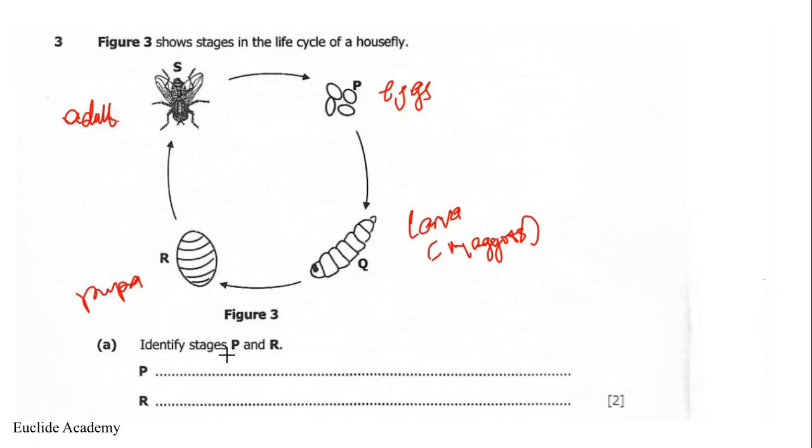So identify stages P and R. So P, of course, those are the eggs, or the egg stage. Then R, we have the pupa.